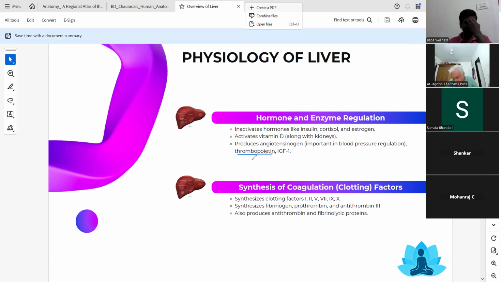which acts on the bone marrow, on the stem cells, and influences hematopoiesis, that is production of the blood, in that specifically platelets. That's why it influences the blood clotting mechanism in the body. And then IGF-1. Synthesis of coagulation clotting factors.